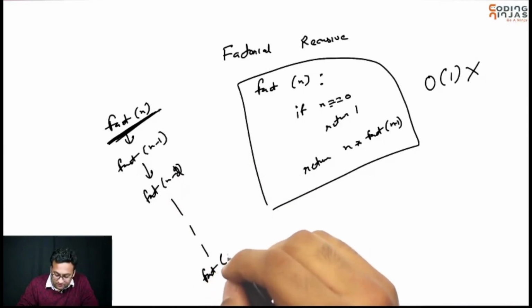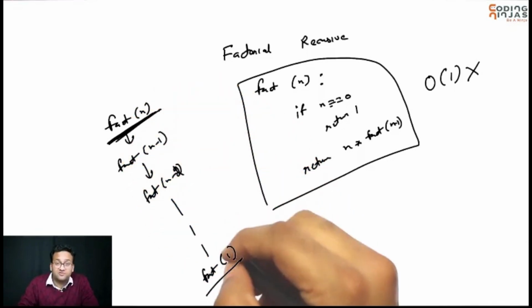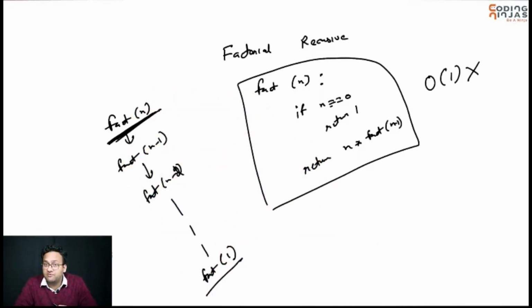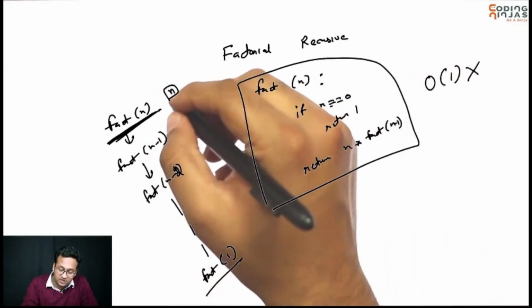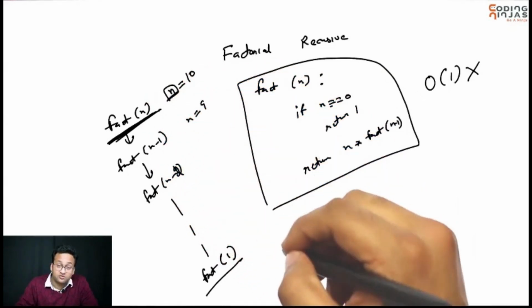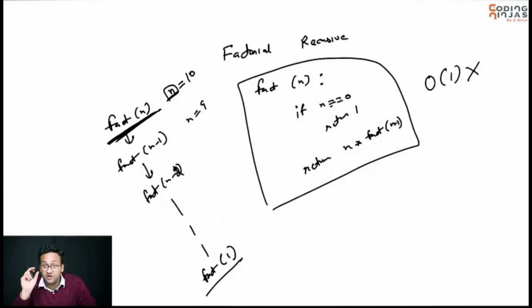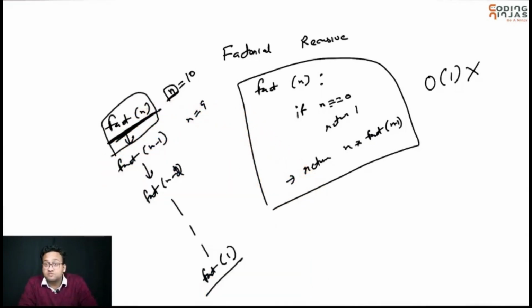factorial 1. Now when you reach factorial 1, all these functions are somewhere in memory, waiting for you. All of them have their local variables. For example, each of these needs to remember its n value. For this, let's say n is 10, for this n is 9, and so on. Along with that, we need to remember which line we had reached while executing it. So a function is taking up some memory while it's waiting for recursion to complete its work.